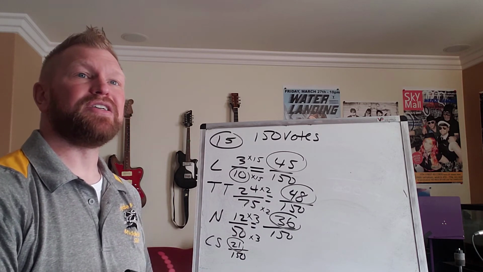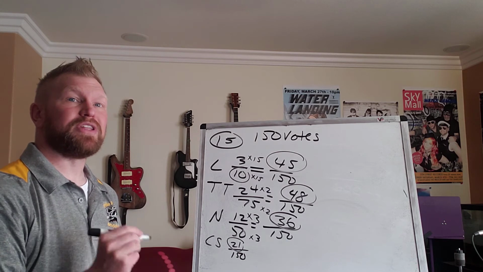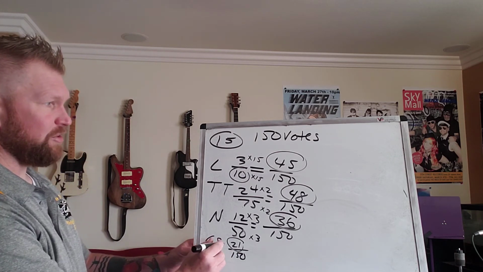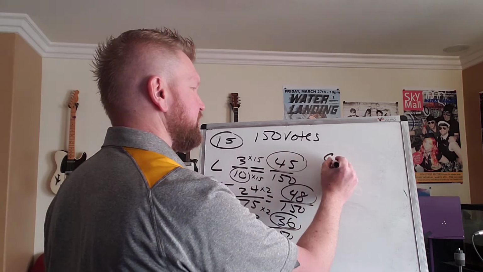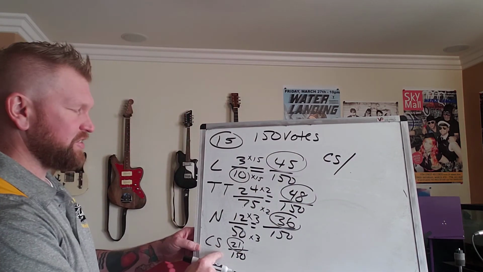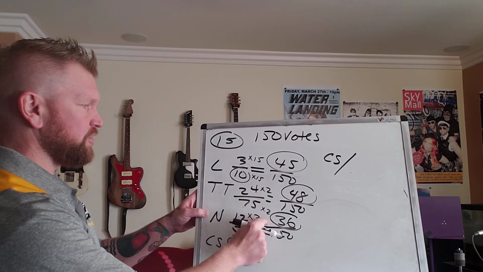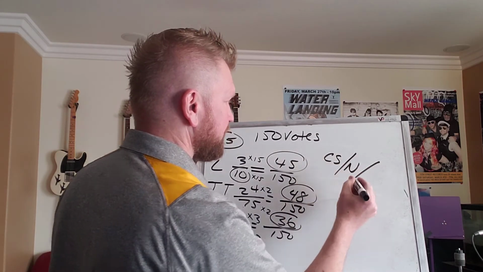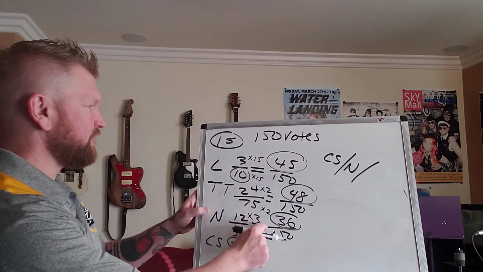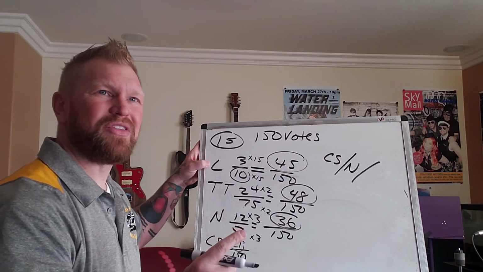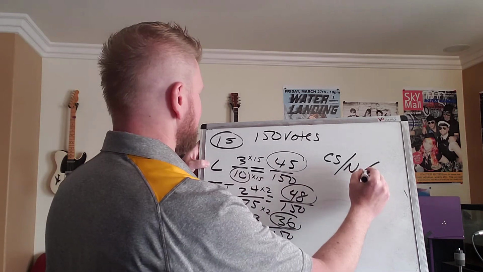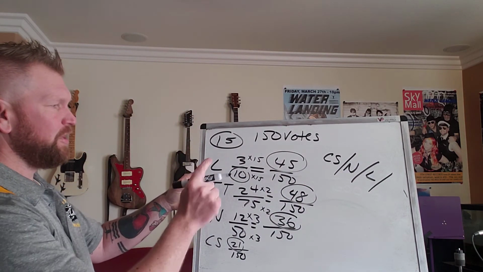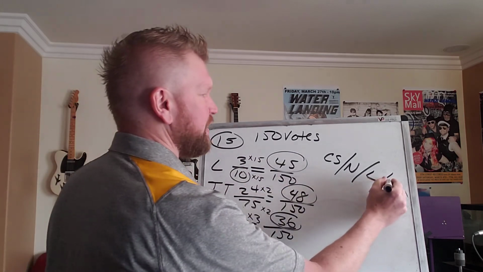And so the question is, list the menu items in order from least popular to most popular. So the least popular was the Caesar salad with only 21 votes. So Caesar salad goes first. Next is going to be nachos with 36 votes. That's surprising because nachos are amazing, but it looks like what was the L? That was the lasagna. So lasagna is amazing too. Lasagna got 45 votes, and the most popular menu item with 48 votes is the tri-tip.